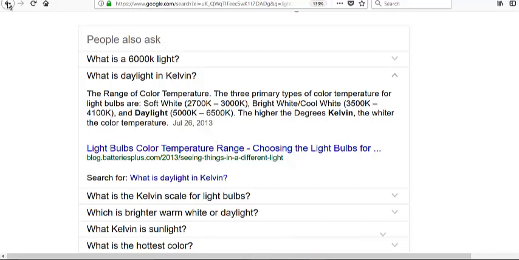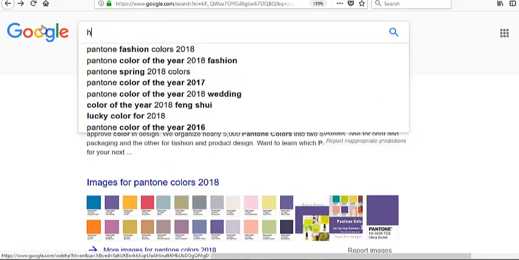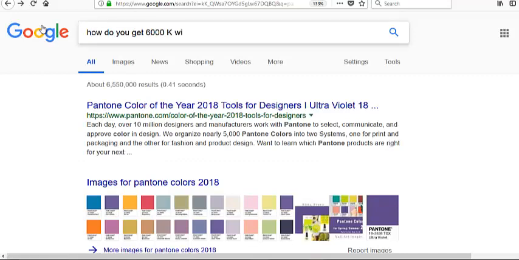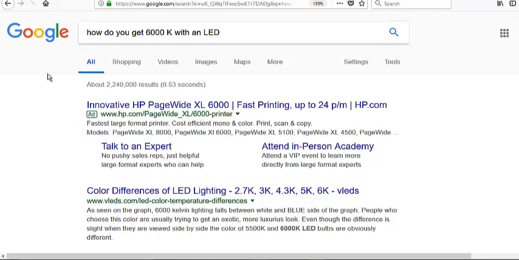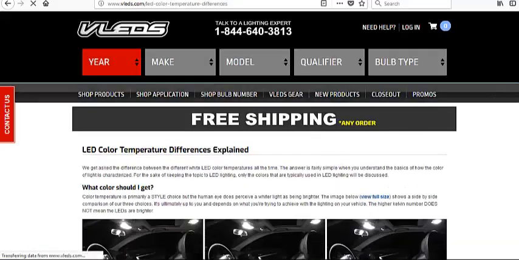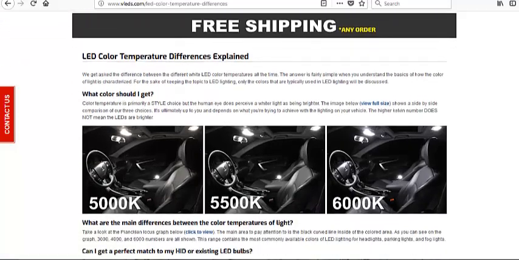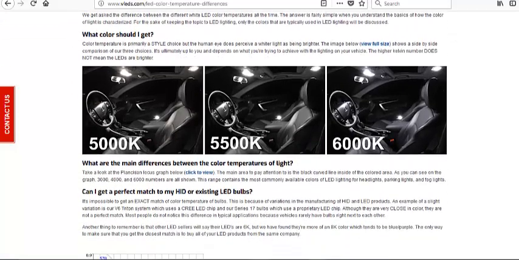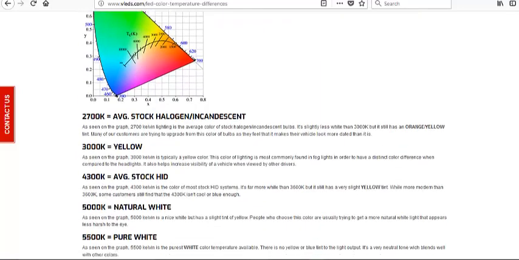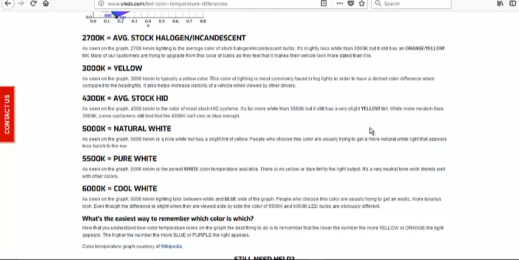So I wonder if the question is, how do you get 6000 Kelvin with an LED? Because it's definitely not 6000. Different colors of lighting. LED color temperature differences explained. And what they probably do, you can see here, these are the different temperatures.